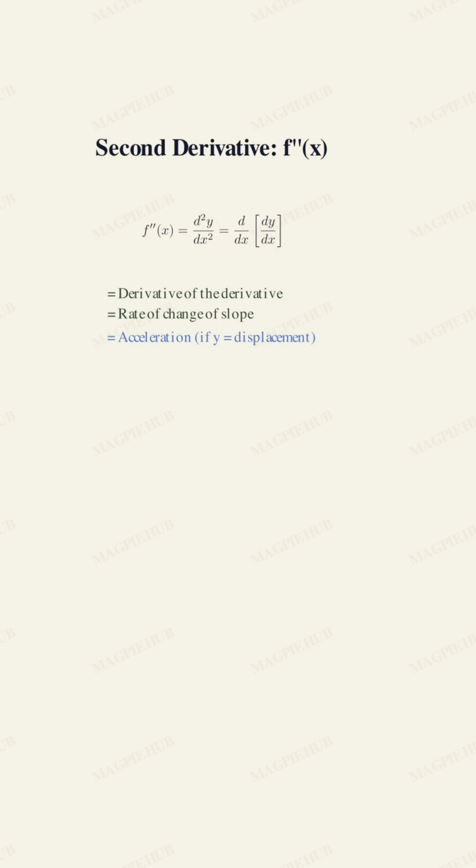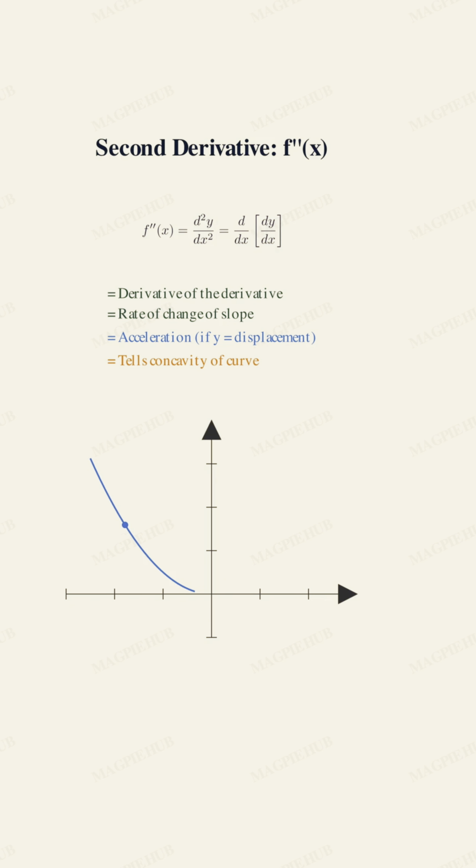The second derivative. f''(x) equals d squared y over dx squared. It's the derivative of the derivative, the rate of change of the slope itself. In physics, if displacement is y, the first derivative is velocity, and the second derivative is acceleration. Geometrically, it tells us the concavity of the curve.